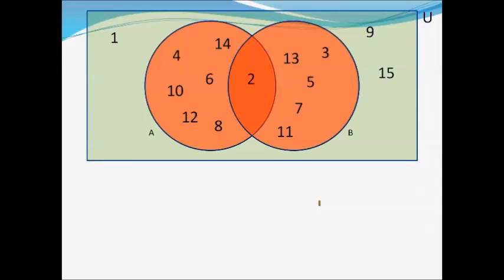As for set B, the elements are 2, 3, 5, 7, 11, and 13. U is for the universal set. These are natural numbers that are less than 16. If you check the elements inside the rectangle, the numbers are less than 16.